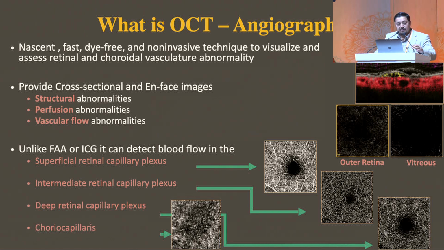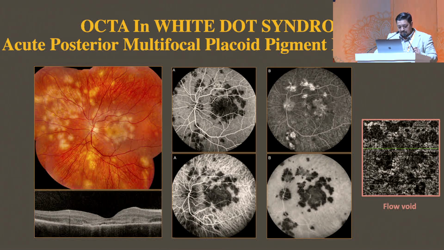On the other hand, we have OCT angiography, as has been discussed by Dr. Devesh. It's a fast, nascent, dye-free, non-invasive technique to visualize and assess retinal and choroidal vasculature abnormalities. It provides us with structural, perfusion, and vascular flow abnormalities. Unlike FFA and ICG, which treat the retina as a single layer, it can detect blood flow abnormalities in the superficial, intermediate, and deep retinal capillary plexus as well as in the choriocapillaris. OCT angiography has been described in various retinal uveitic pathologies, but in the paucity of time, I'm just going to touch upon the important ones.